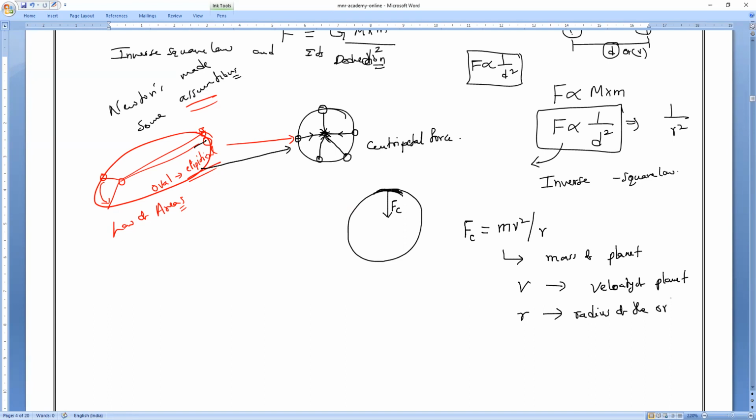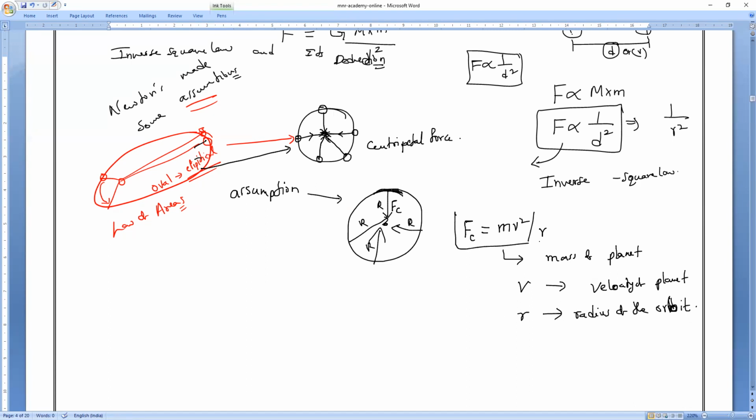Radius of the orbit. Now you tell me, does the radius remain constant or vary? If it is assumed as circular motion, the assumption is that it is constant. So everywhere, r remains constant. That is the assumption made by Newton.